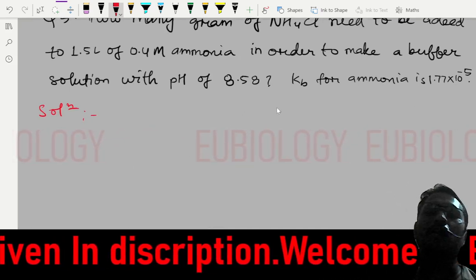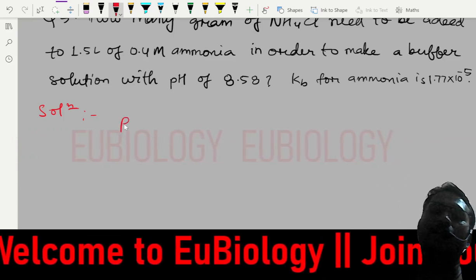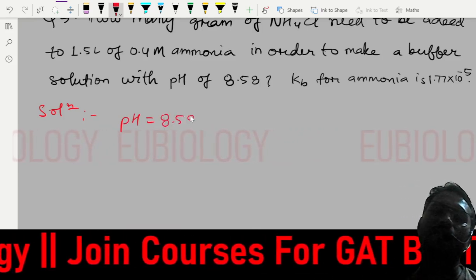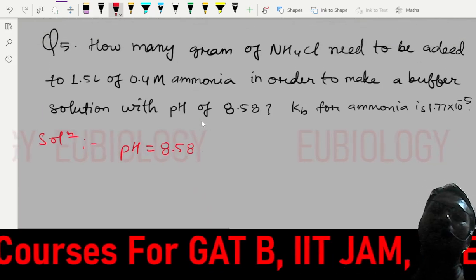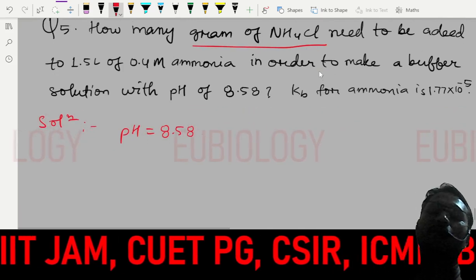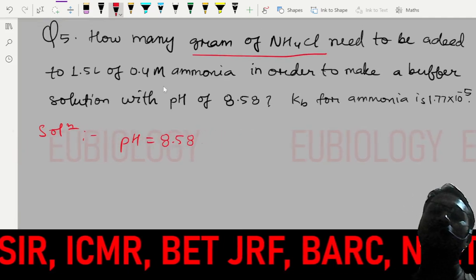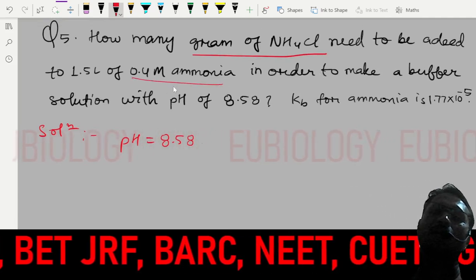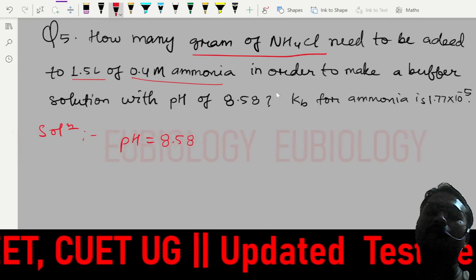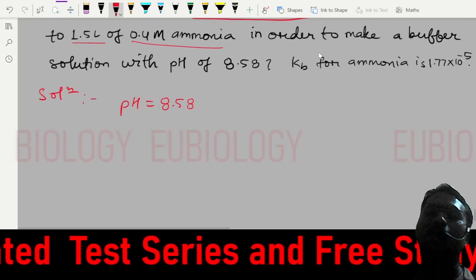So the basic dissociation constant is given. And the most important thing, the pH, is already given. We need 8.58. So what do we need? We need to find how many grams of NH4Cl we need. The molar solution of the ammonia is already given. Now we'll find the moles of the ammonia, and then we'll find the NH4Cl. Got it? So let's begin.